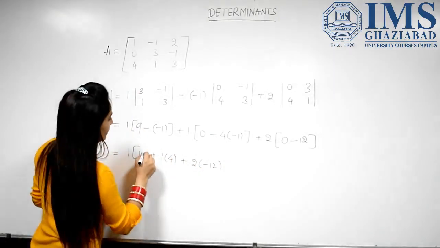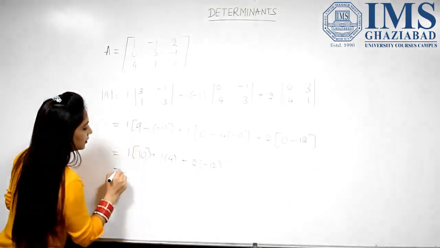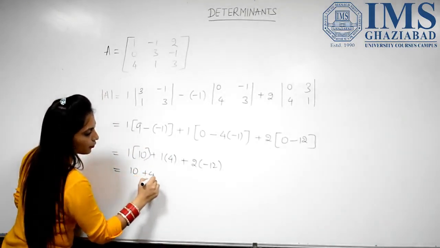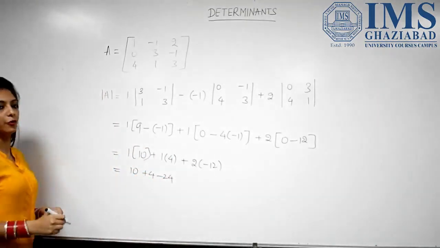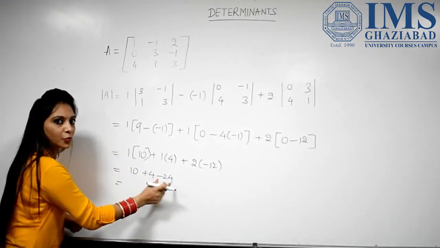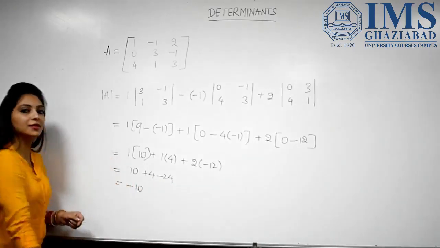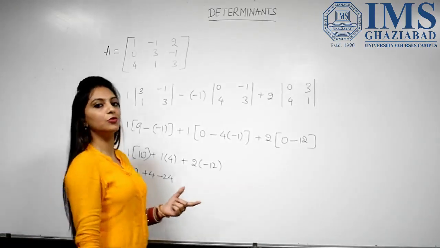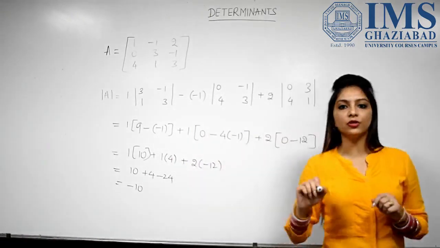So our answer will be 10 plus 4 minus 24. So I get 14 minus 24, which is minus 10. So this is the method to solve the determinant of a 3 cross 3 matrix.